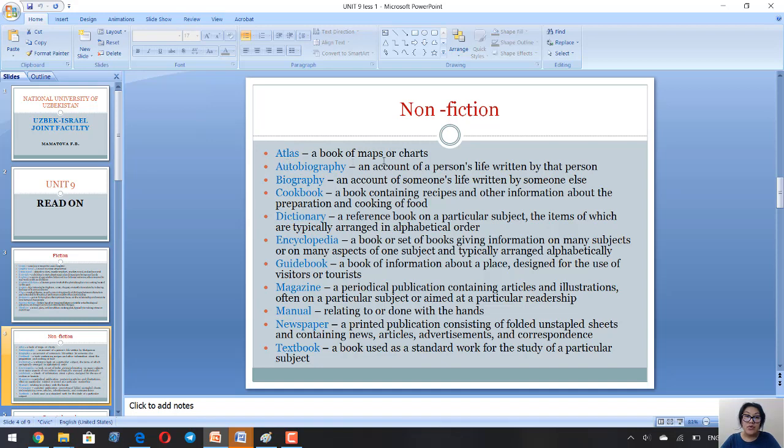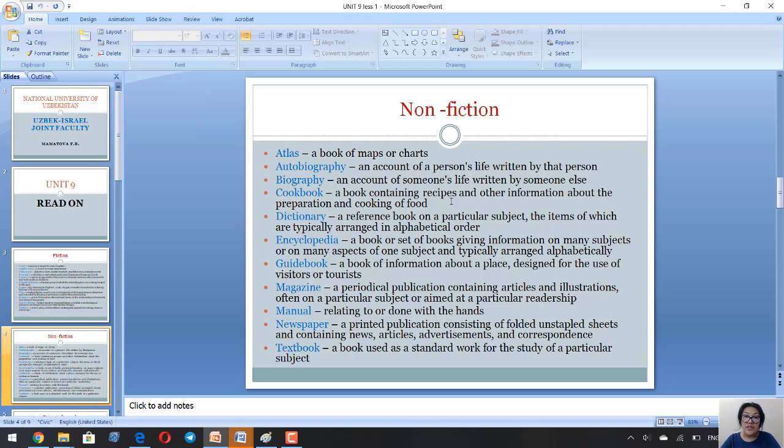The first one, atlas, a book of maps or charts. You can find here maps of countries, and it also shows you a geographical location of, for example, mountains, rivers, borders, boundaries, and so on. Next is autobiography, an account of a person's life written by that person. If you write about your own life, you wrote autobiography. Biography, when you write about somebody's life, an account of someone's life written by someone else.